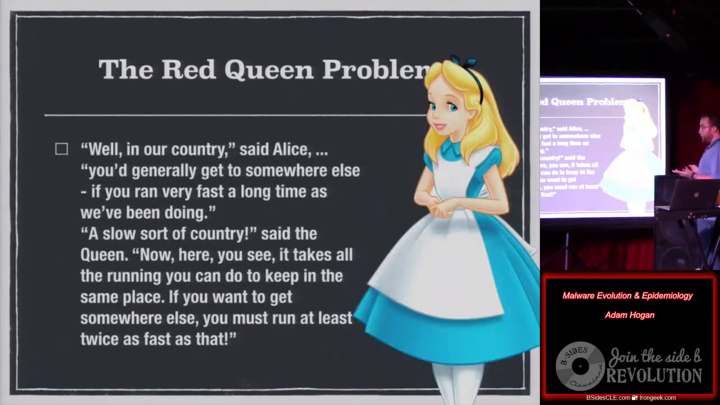And Alice says, hey, where I'm from, if you ran really fast for a long time, you'd get somewhere. And the Red Queen ridiculed her: that's a very slow sort of country. Here it takes all the running you can do just to keep in the same place. If you want to get somewhere else, you must run at least twice as fast as that.